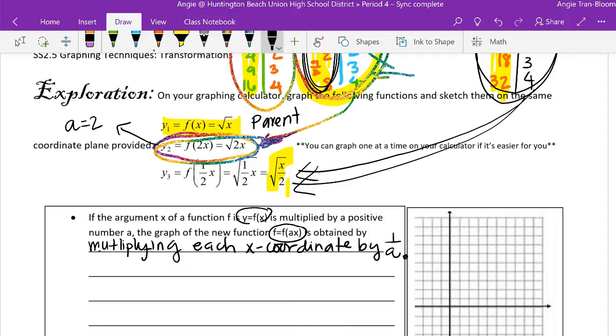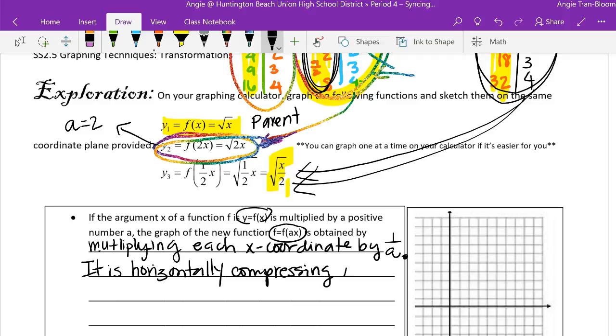All right, now we're going to have math words coming up. It is horizontally compressing if a is greater than 1 or less than 1. When does it get smaller according to the 3 tables that we have?